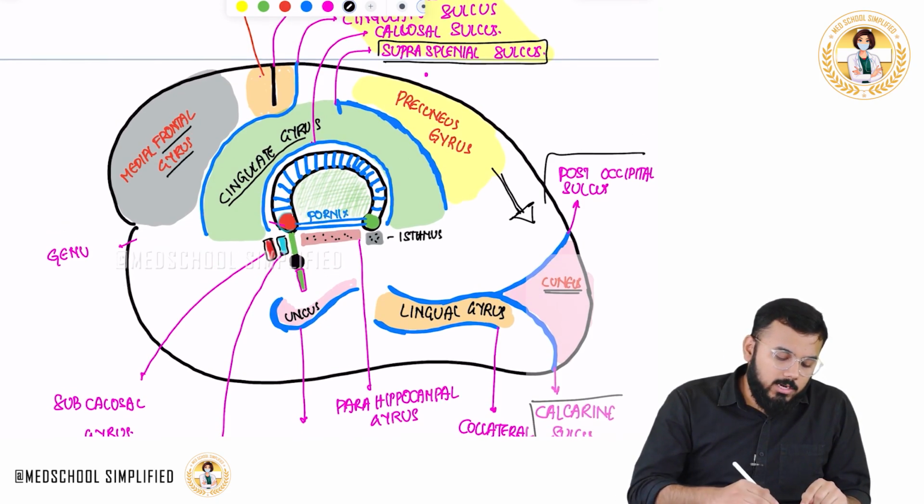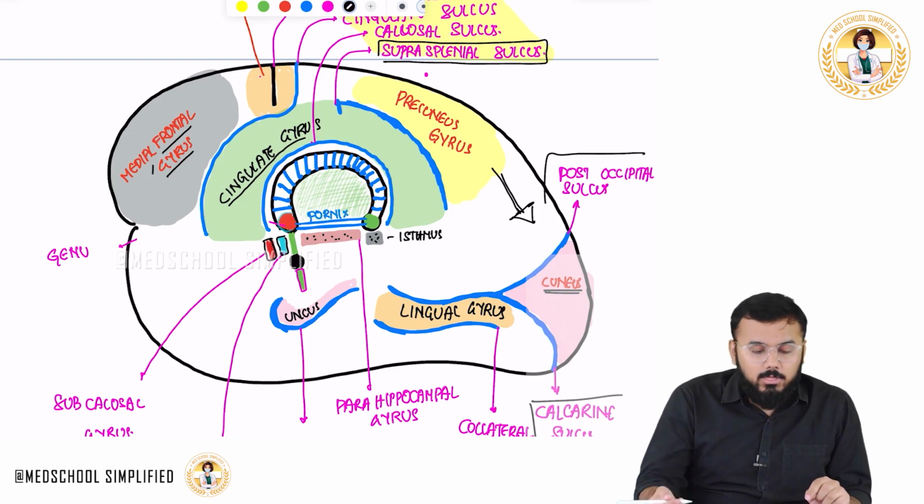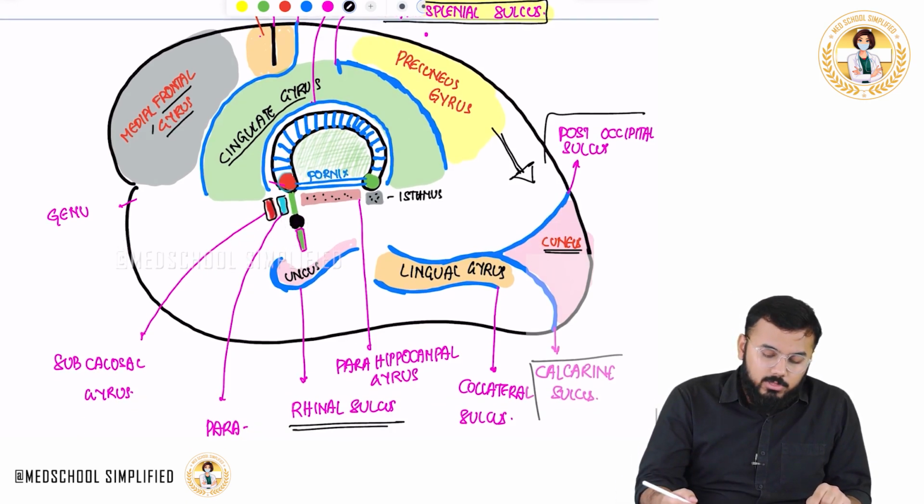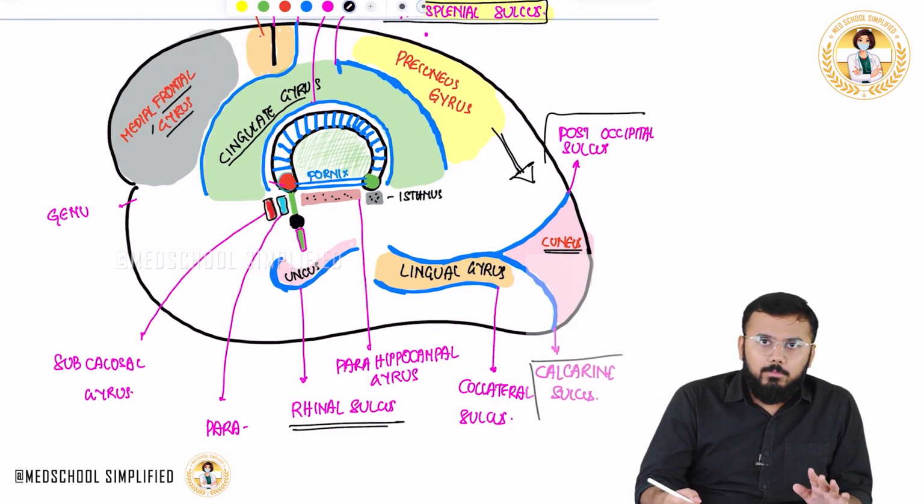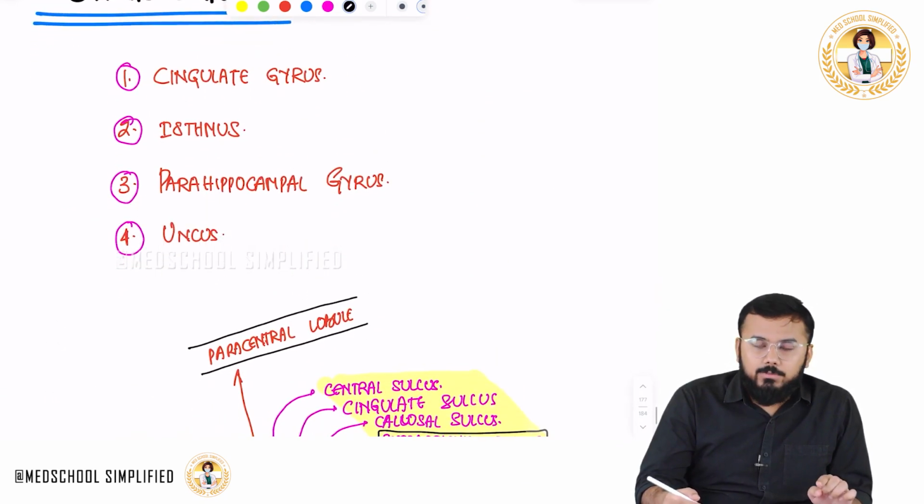And here it is the medial frontal gyrus. Why medial? Because in the picture it is completely on the medial side. So these are the gyri and sulci that are located on the medial aspect. Now let us look at the list.